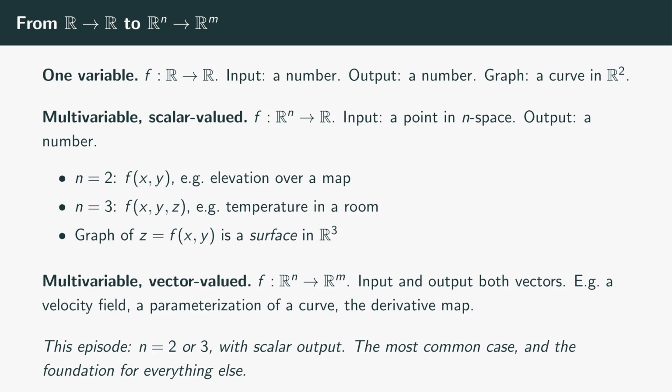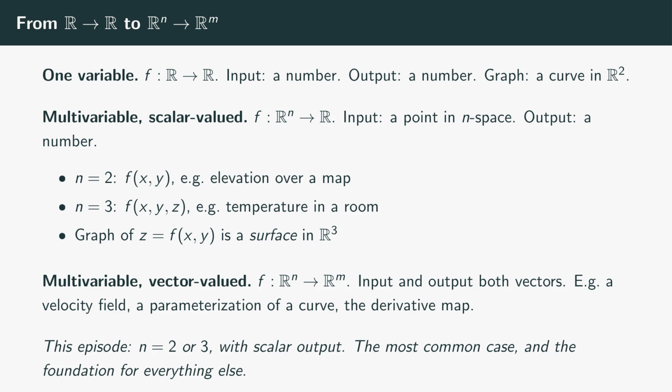Second, vector-valued functions. f maps n-dimensional space to m-dimensional space with m at least 2. The output is a vector: a velocity field in fluid dynamics, a parameterization of a curve or surface, the derivative map that turns a function into its Jacobian. We'll meet those starting in a few episodes.